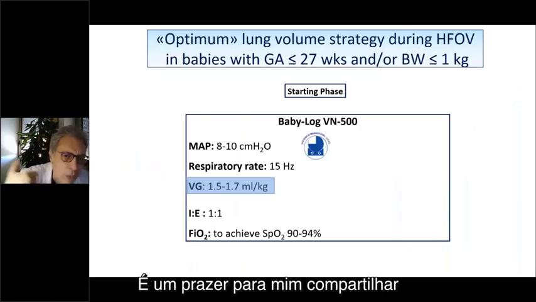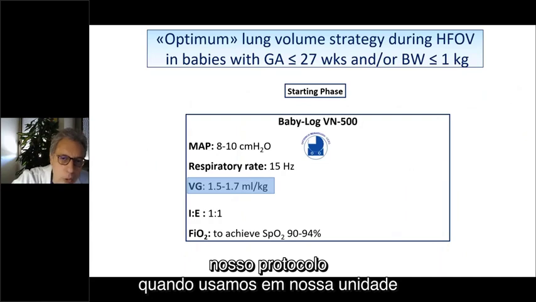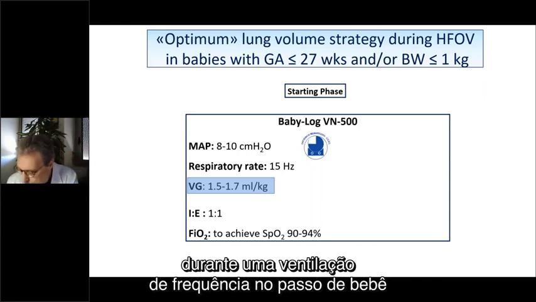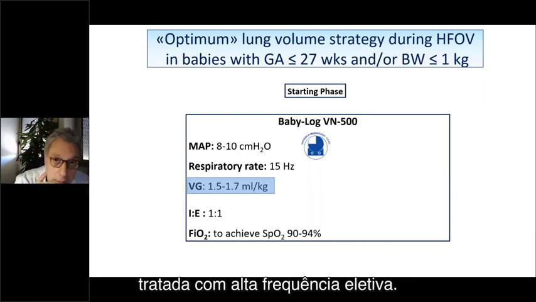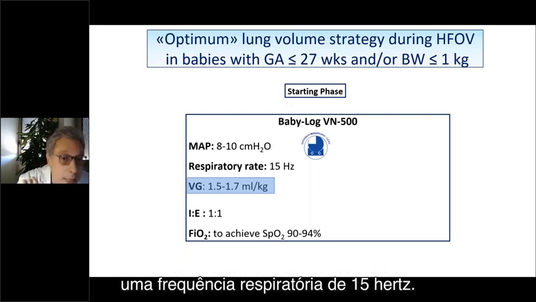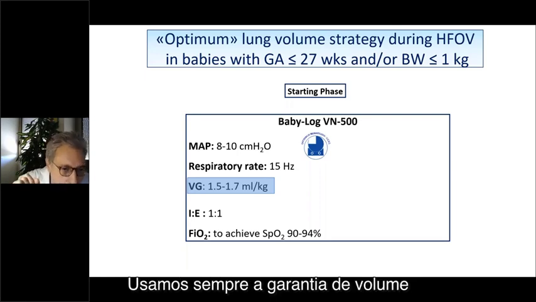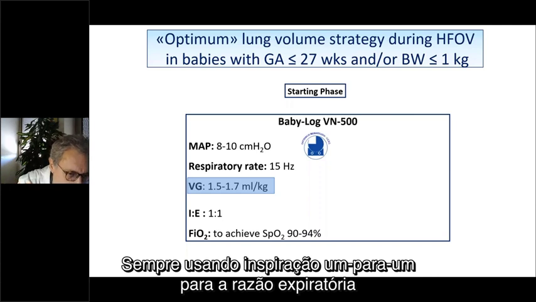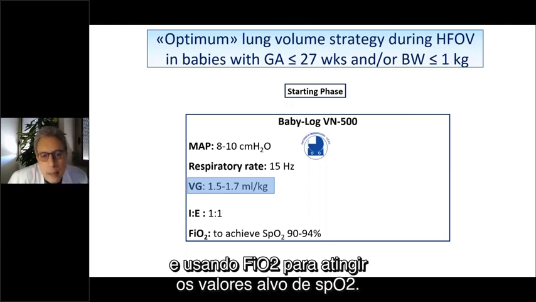It's a pleasure for me to share with you the protocol we use in our unit to apply the optimum lung volume strategy during high frequency ventilation in babies treated with elective high frequency. We start with a mean airway pressure of 8-10 centimeters of water, a respiratory rate of 15 Hz. We always use volume guarantee by setting 1.5-1.7 milliliter per kilo, always using a 1:1 inspiratory to expiratory ratio, and using FiO2 to achieve target SpO2 values.